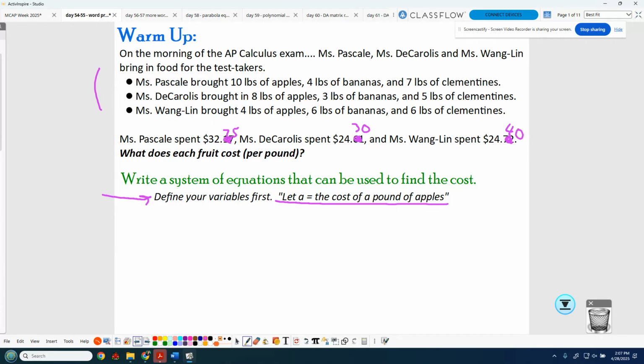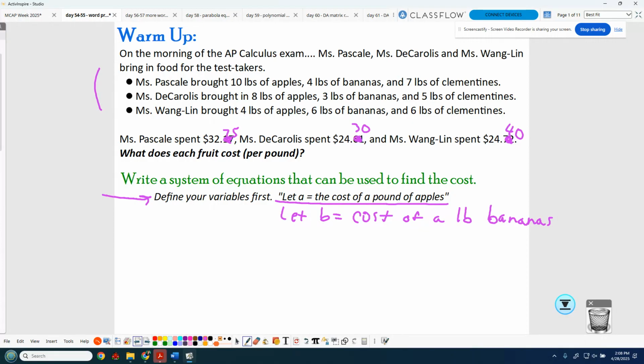What's the next variable that we should put up? Cost per pound of bananas. What letter do you want to use? B. You can't use A twice. Let B equal cost of a pound of bananas. And why is pound abbreviated LB? I do not know.